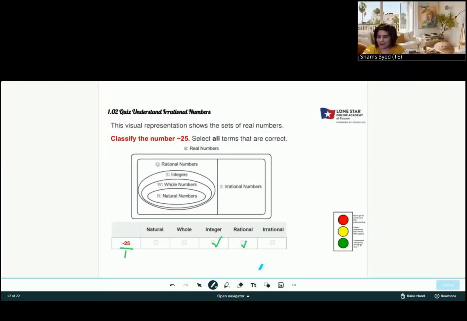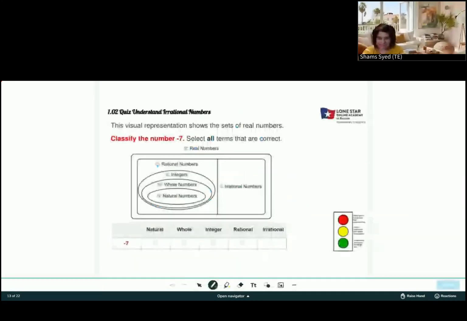Remember the boundaries. If anything is rational, it cannot be irrational. There is no overlap between them, right? Something that's rational can never be irrational. Irrational numbers cannot be written as fractions because there is not a solid value for them. They are kind of ongoing in a way. You cannot express them as a fraction. So negative 25 is an integer. It is also a rational number. Let's try the next one.